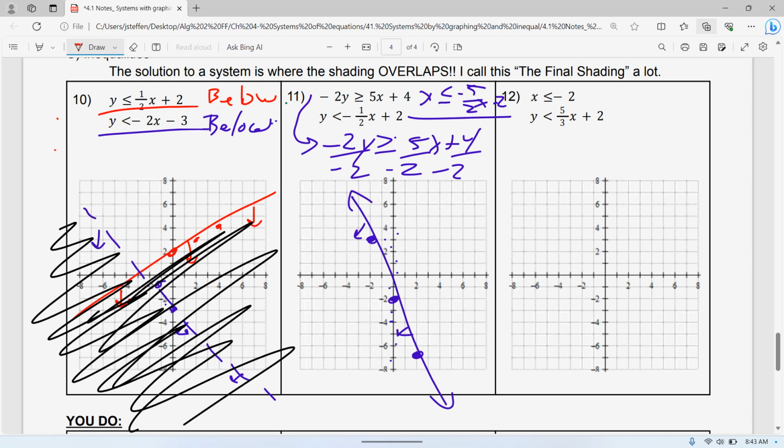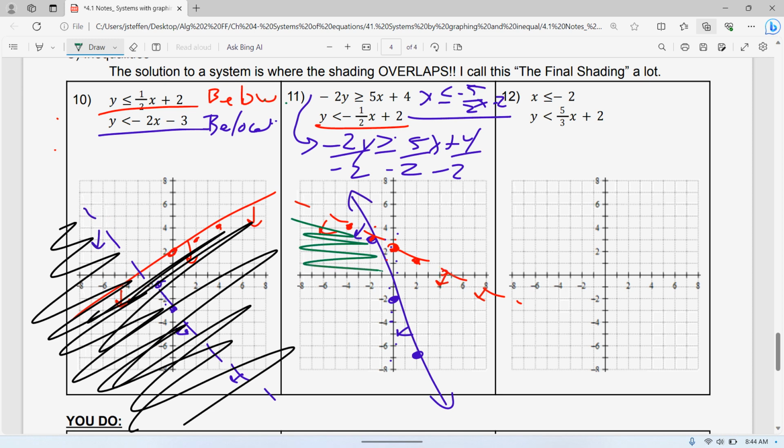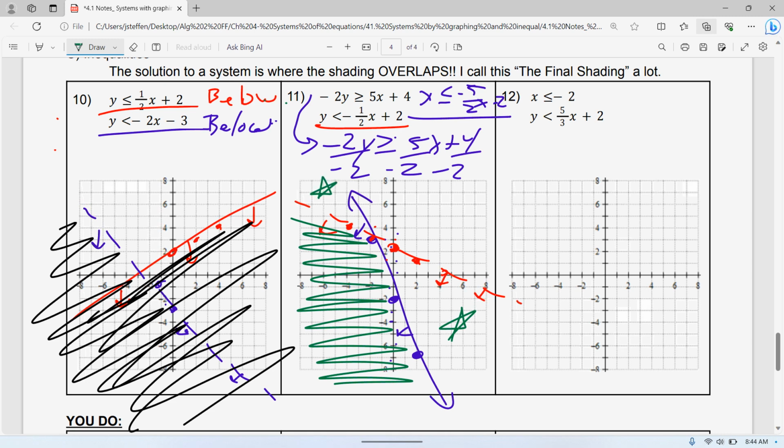The next one, my y-intercept is 2. I go down 1 over 2, down 1 over 2, up 1 over 2, up 1 over 2. There's a dotted line, and you also shade below. So where are they shaded? Both of them? That is below the blue, but it's also below the red. Over here is below the red, not below the blue. Up here is below the blue, not below the red. That green shading is the only place they're both.